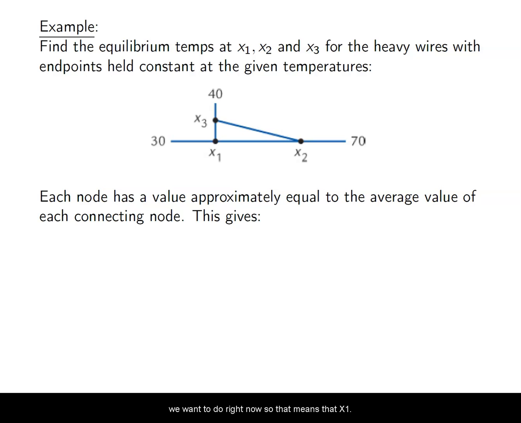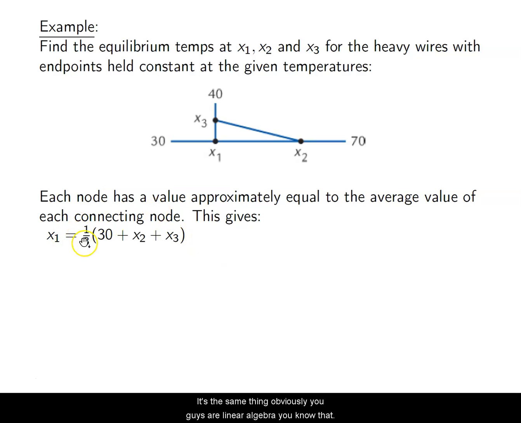So that means that x1 is equal to the average value of 30 plus x2 plus the value at x3. So this plus this plus this divided by 3. This is a higher level course. We don't really talk about division anymore. All division is a reciprocal multiplication. So you will not hear me say divide in this class. You're going to hear me say multiply by 1/3. It's the same thing.